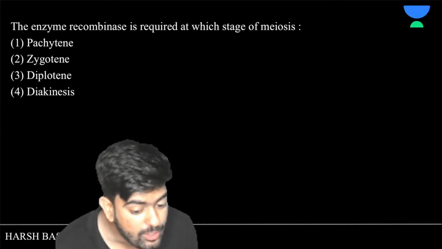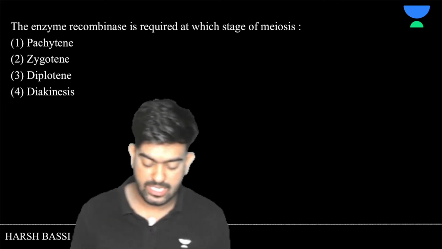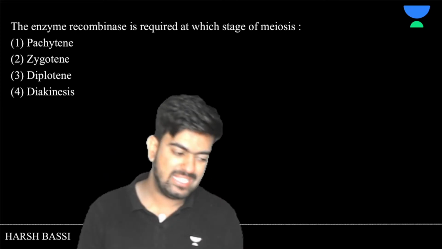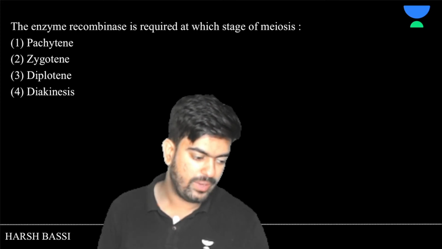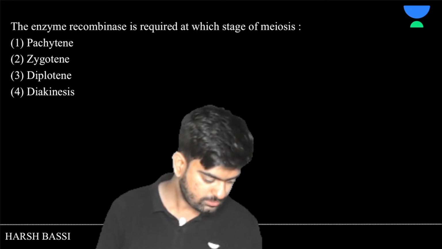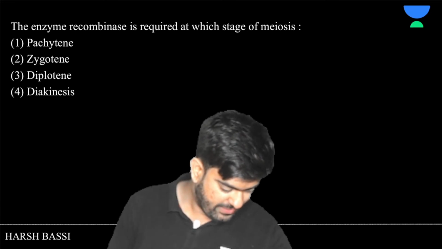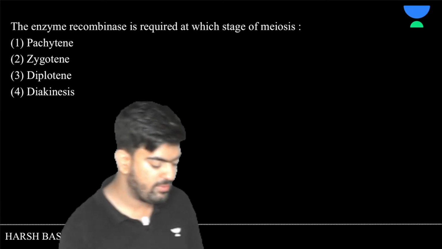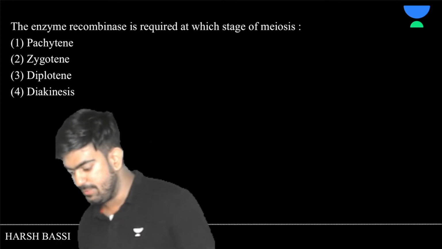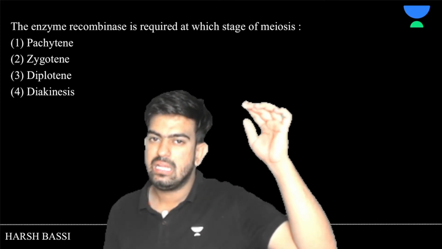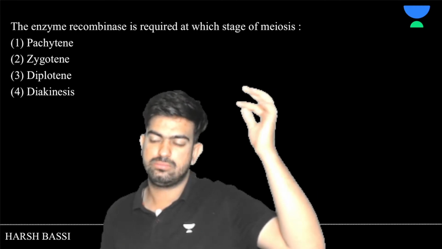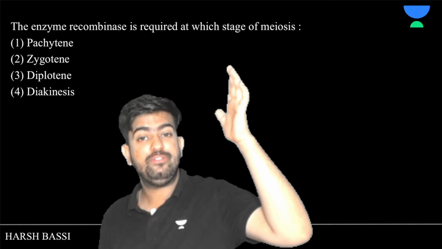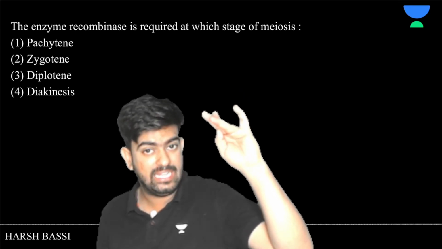The enzyme recombinase is required at which stage of meiosis? This is a very easy question. See, we have leptotene, zygotene, pachytene, diplotene and diakinesis.